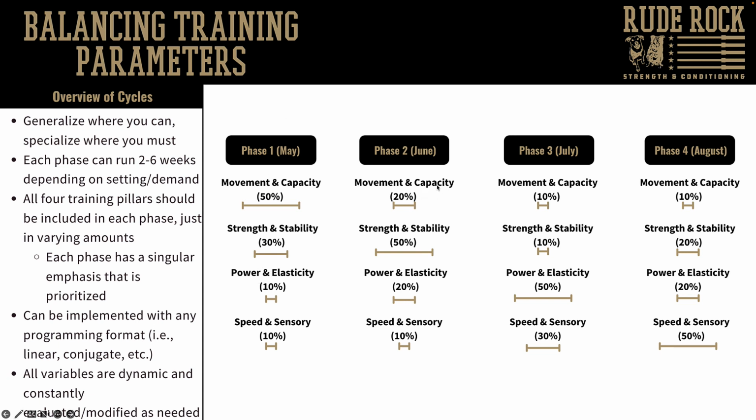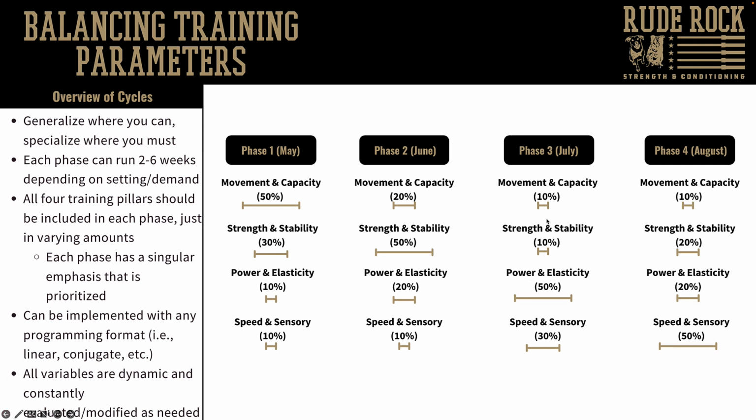Phase 2, we see that there's a shift now where the main priority is going to be our strength and stability. So this is going to populate about 50% of our total programming input, and then we'll distribute pretty evenly across movement and capacity, power and elasticity, speed and sensory.